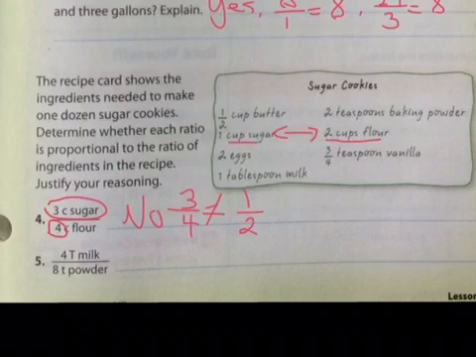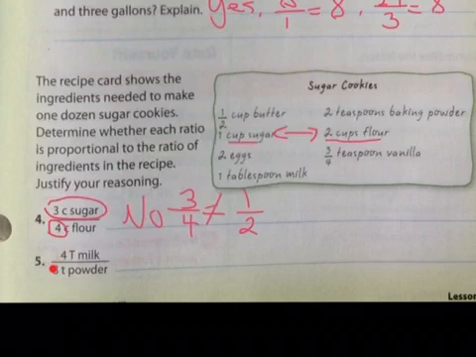Okay, let's see the next one. 4 tablespoons of milk, 8 teaspoons of powder. So it looks like it doubles in proportion. Not in tablespoons. Tablespoons are much larger, but the number, the units.